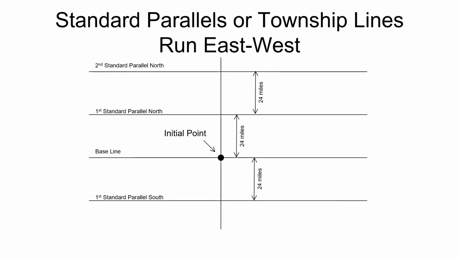At any rate, so we've got the initial point here. The next thing the survey crews did was travel 24 miles north and establish another east-west line. And those east-west lines, every 24 miles, are called standard parallels or township lines. So those are lines that run due east-west, every 24 miles going north or south of the baseline. So that's the start of building that grid.